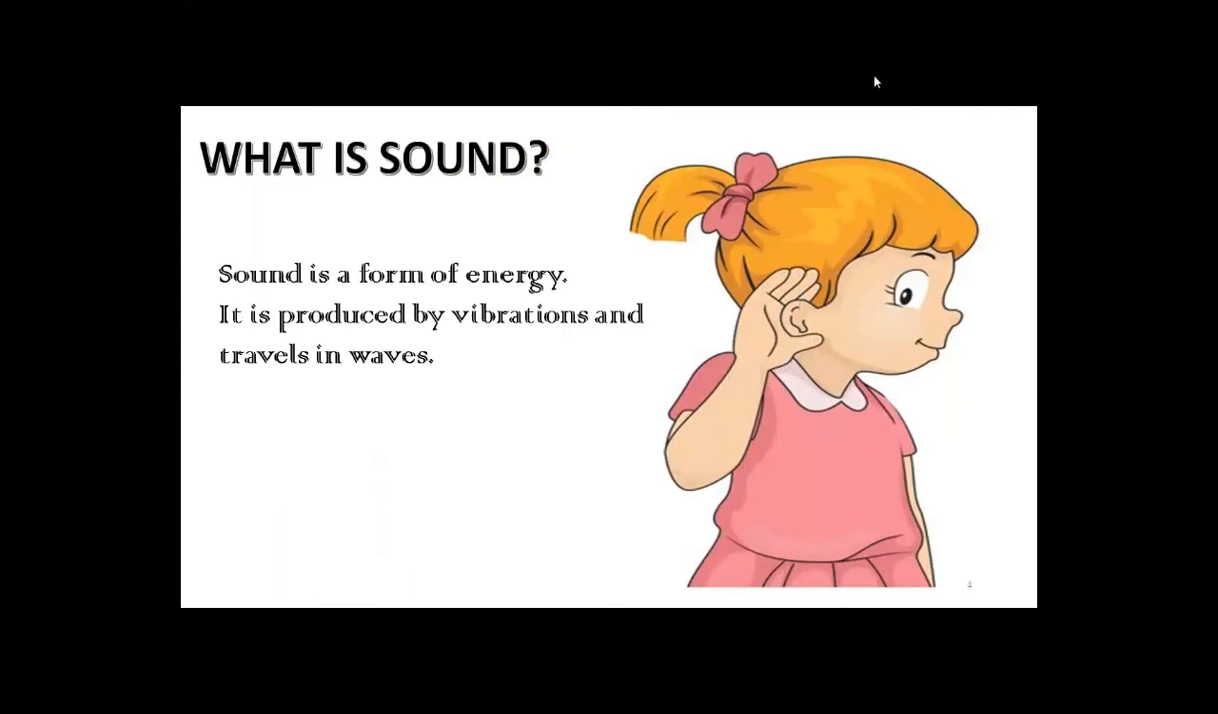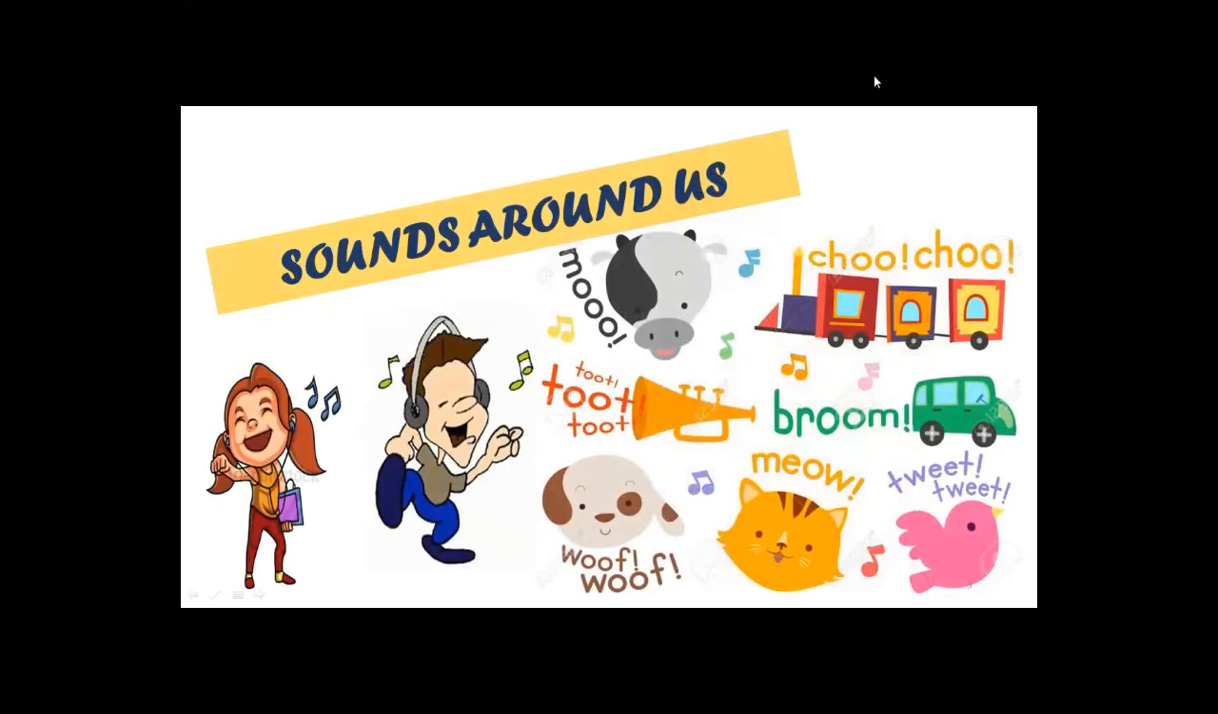Sound is a form of energy. It is produced by vibration and travels in waves. Sounds are around us. People, animals, and things produce sounds. Sounds are used for communication. We get different types of information from different sounds, like the siren of an ambulance or a fire engine warns other drivers. Sound is also used for expression.